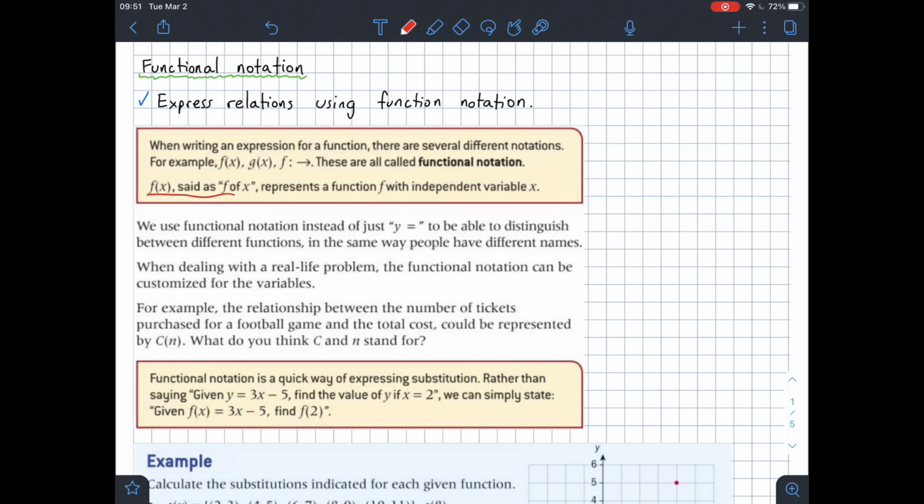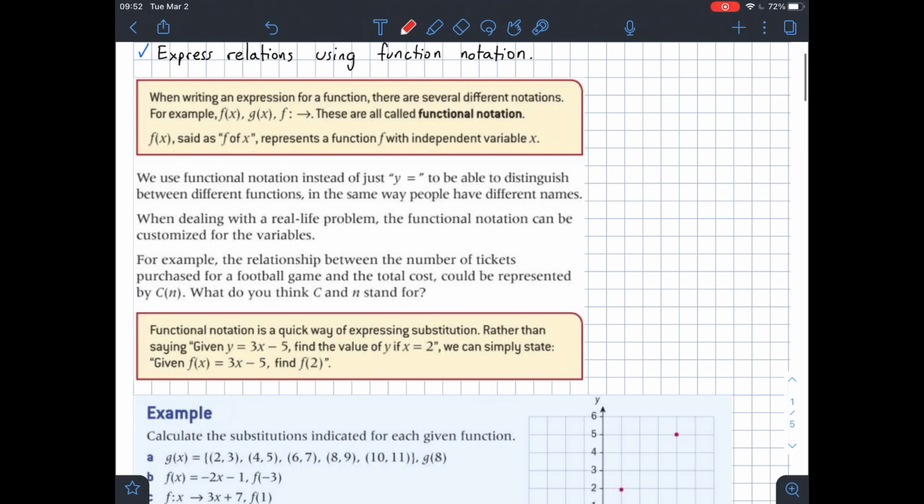F of x, said as f of x, represents a function f with independent variable x. So the x inside here is our independent variable. Then it says, we use functional notation instead of just y equals something to be able to distinguish between different functions, in the same way people have different names.